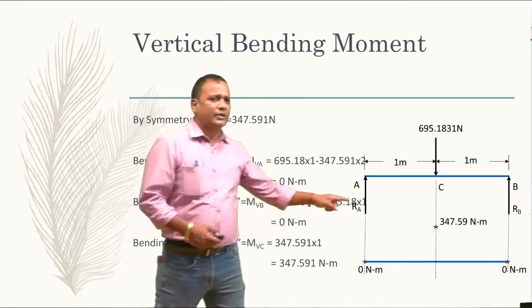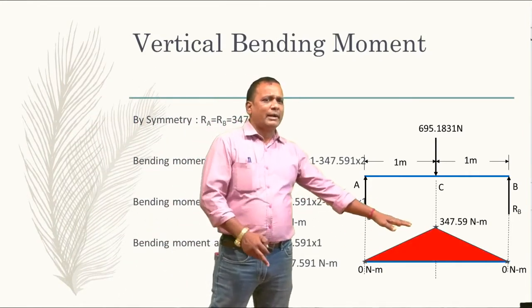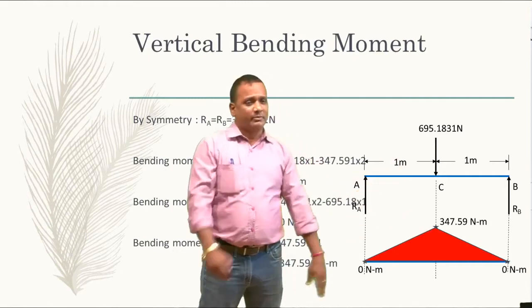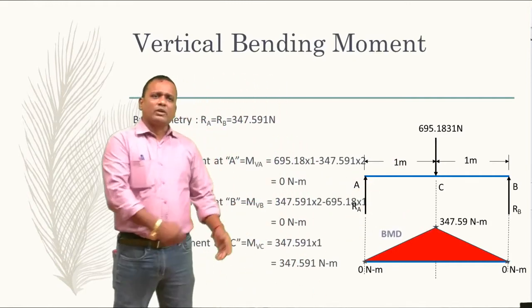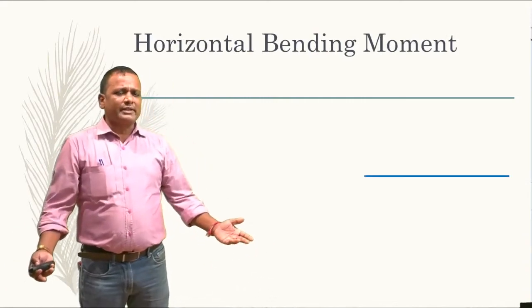Now I am going to mark it over here, join these lines and shade it up. This would be the maximum bending moment, the vertical maximum bending moment. Now in a similar way, we are going to derive it. What would then be the horizontal bending moment?